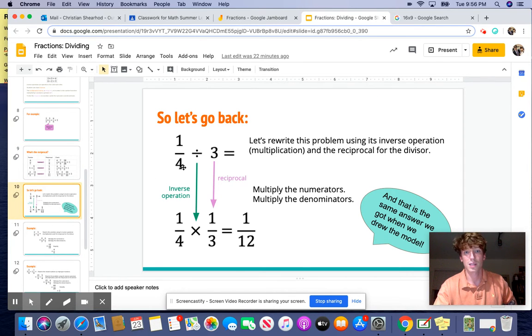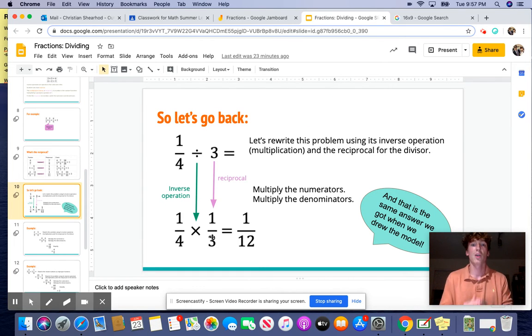So, it says let's go back. We had 1/4 divided by 3. We rewrite this problem to get the inverse operation. So, we have 1/4, and then we flip the 3 into 1/3 like that, okay? We flip the second number, then we do multiplication, okay?